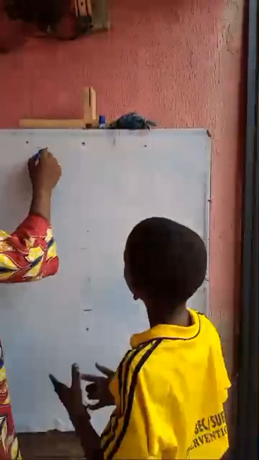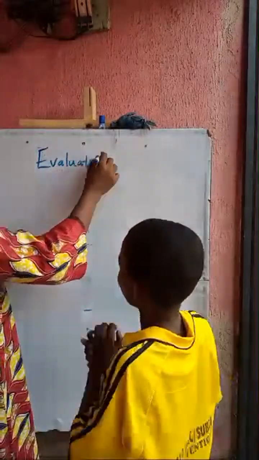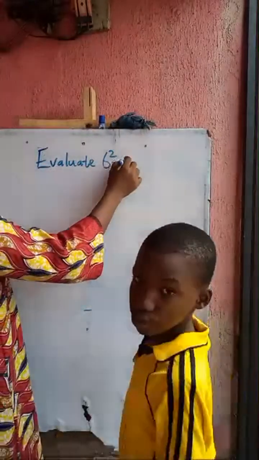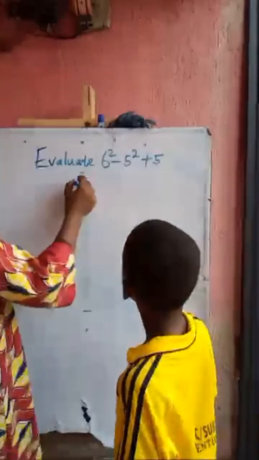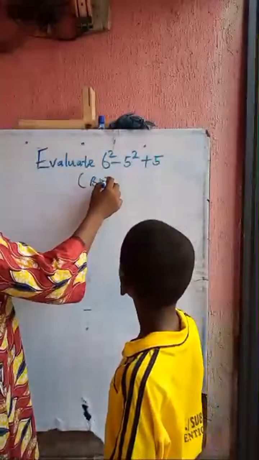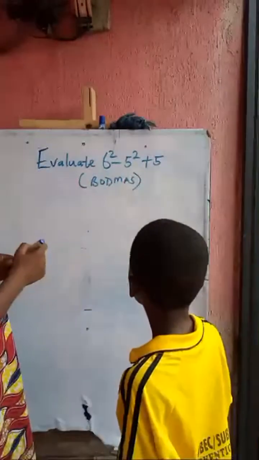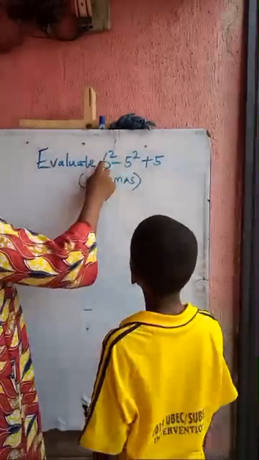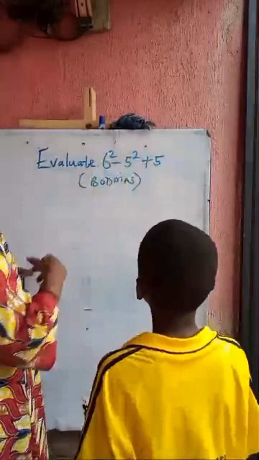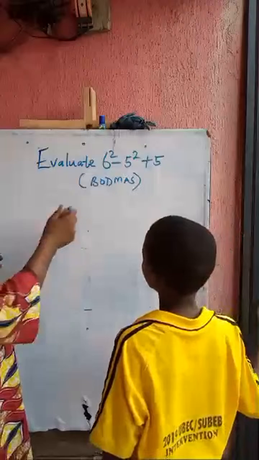Evaluate 6 square minus 5 square plus 5. Now we are going to apply the rule of BODMAS. This is plus, there's an invisible plus here, and this is plus. So let's start with 6 square.